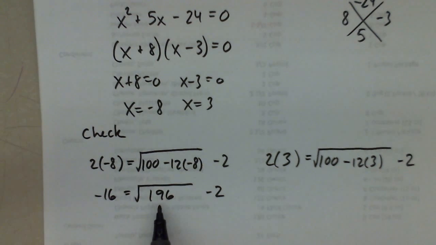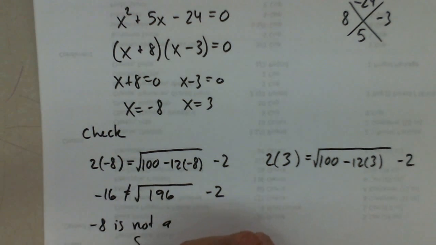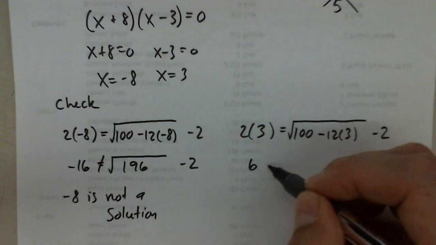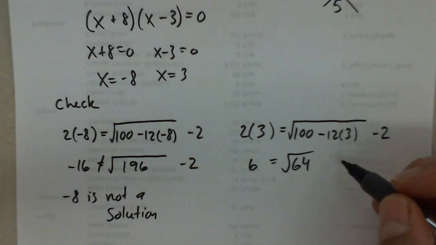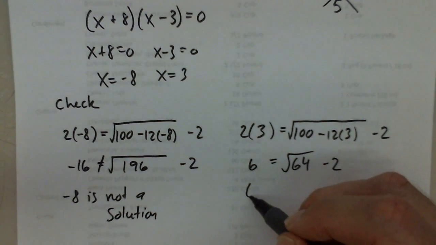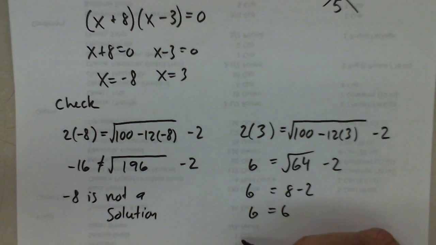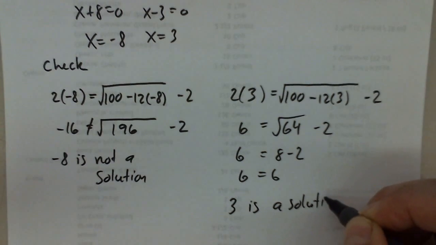So right away we see that's positive. Minus 2 is still positive, and that's not going to equal a negative. So we say negative 8 is not a solution. And over here, we say that 3 is a solution.